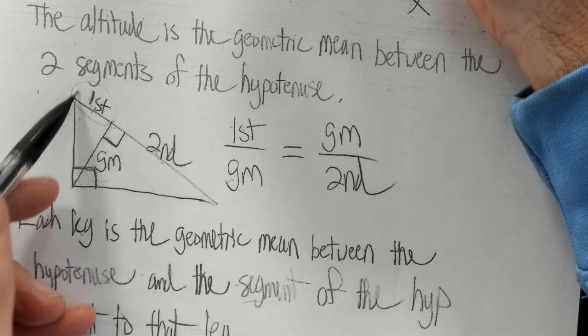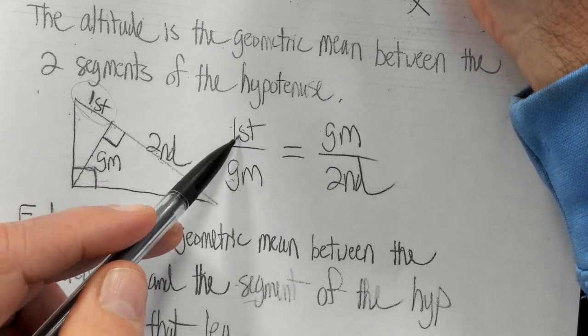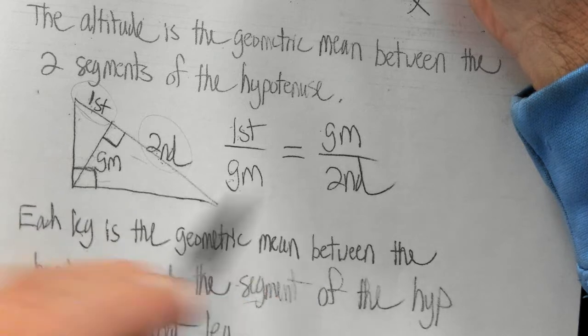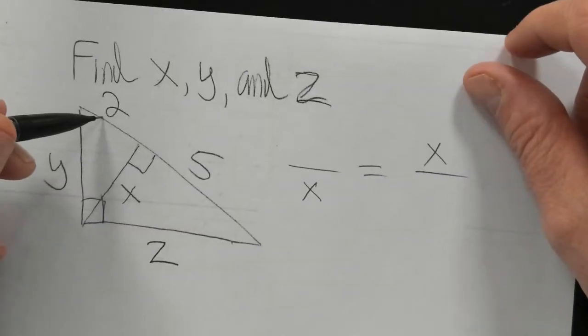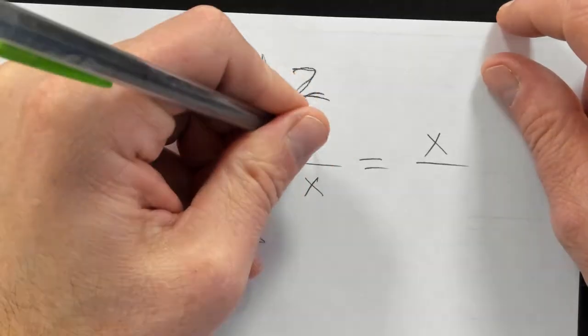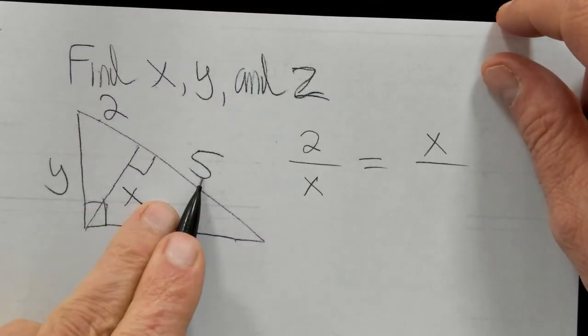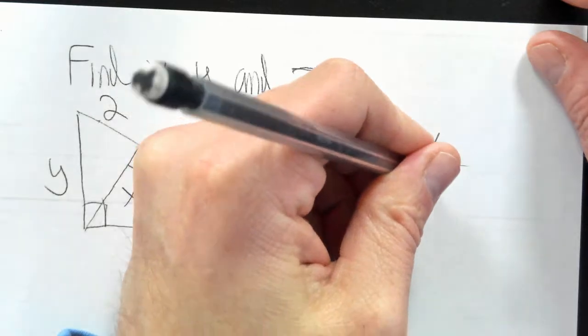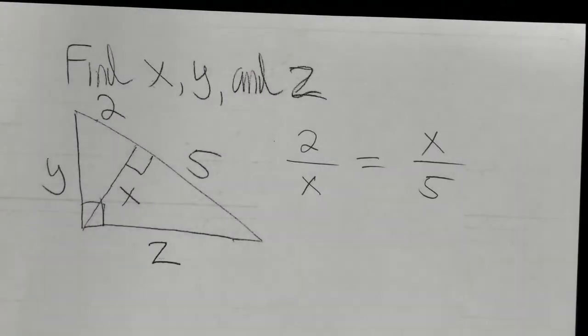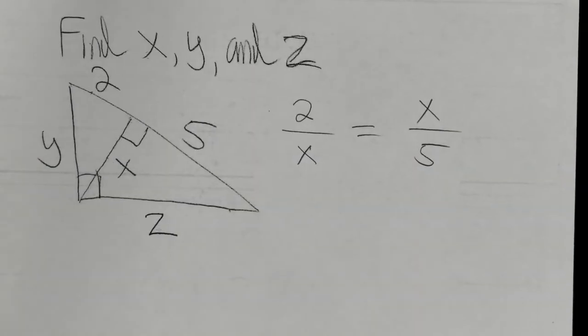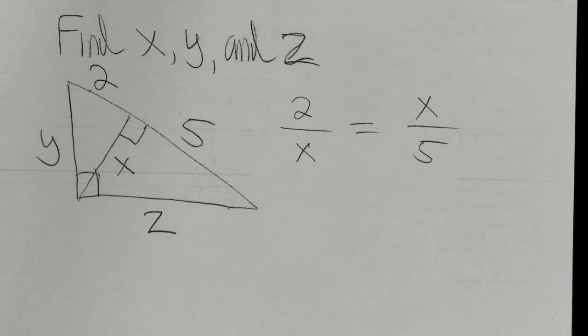So this piece of the hypotenuse will go for the first blank, and this piece of the hypotenuse will go in the second blank. So what's the first piece of the hypotenuse here? It's 2, so 2 will go in this blank. What's the other piece of the hypotenuse? 5, so 5 will go in this blank. And then there is the proportion or equation that we're going to use in order to solve for x.